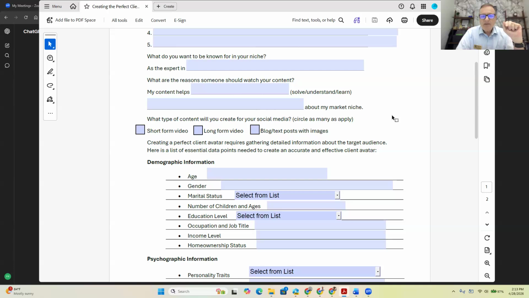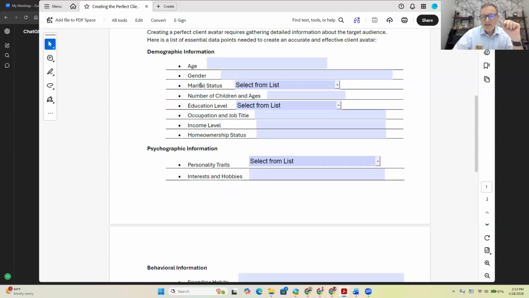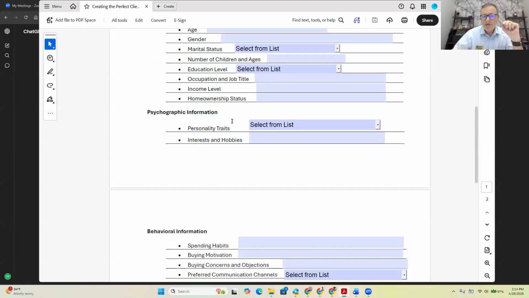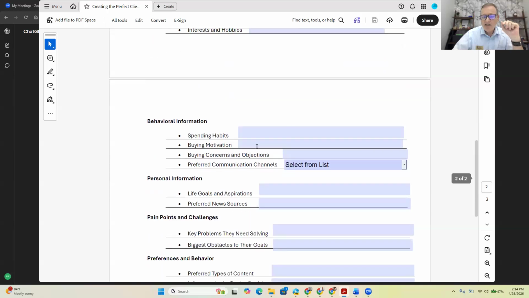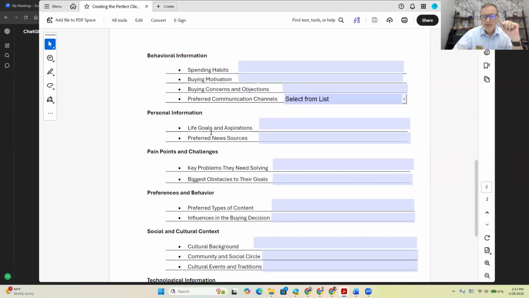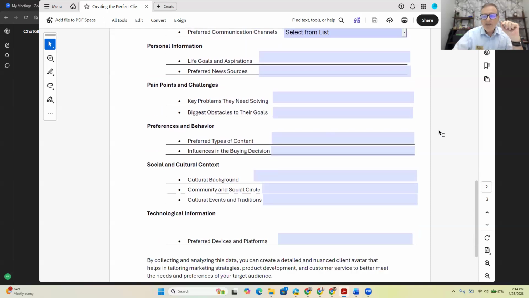So you also have to decide from that how do you help people? What is the content that you provide that solves or helps them understand or learn about that niche? What type of content you're going to post, and then it's demographics information. So you have age, gender, marital status, those kinds of things, personality traits, interests, hobbies, behavioral information, personal information. The more detailed that it is, the easier the messaging becomes, the more targeted it becomes, and the more targeted it is, the better the conversion.